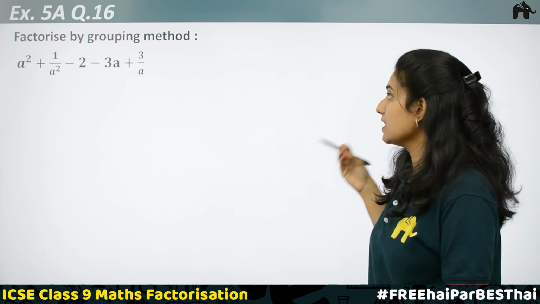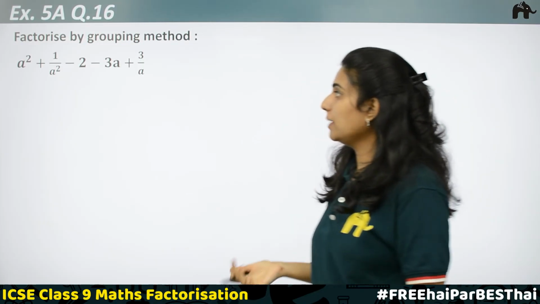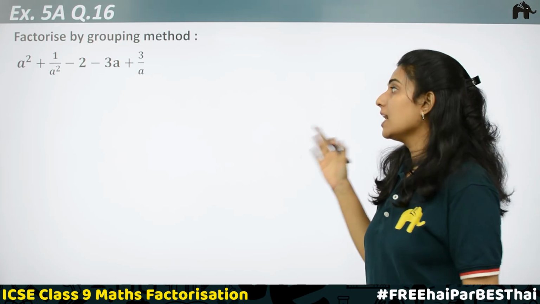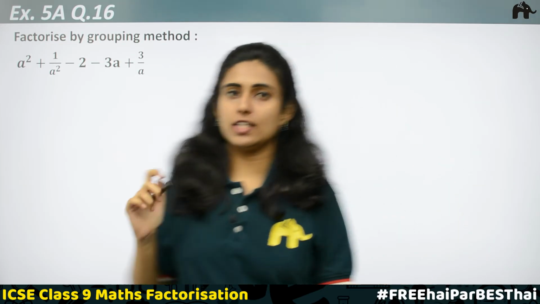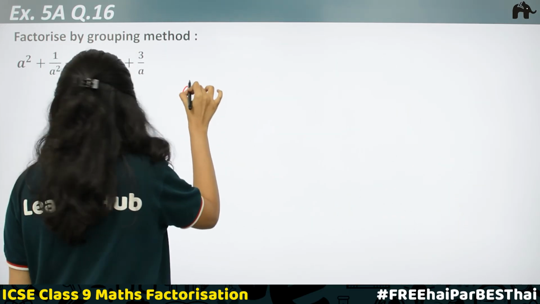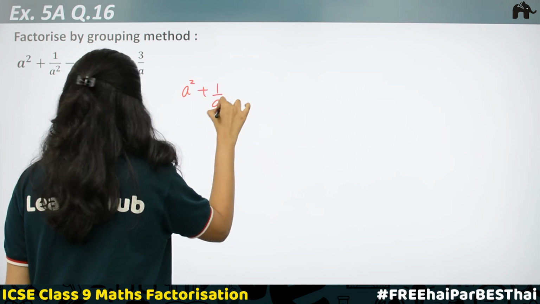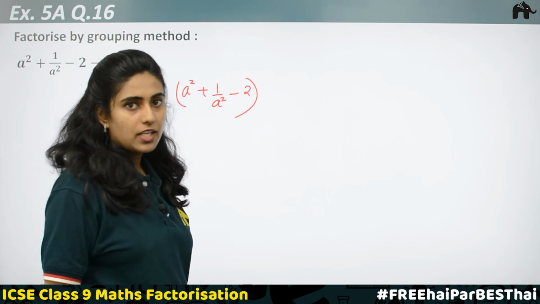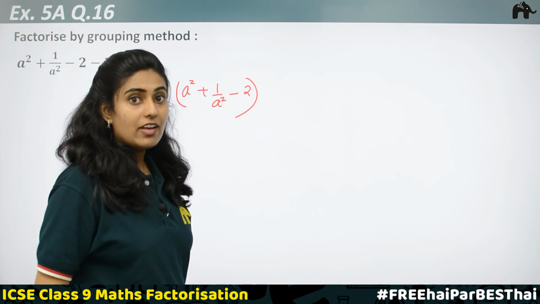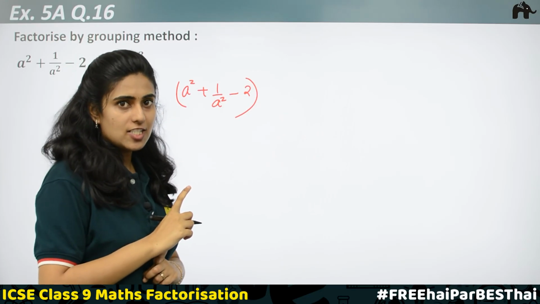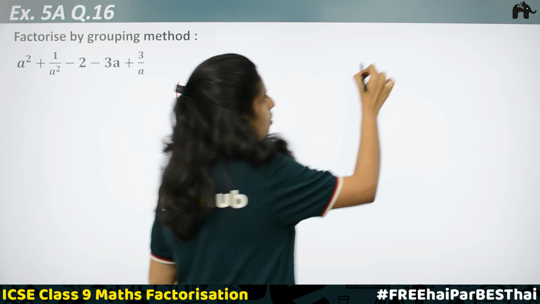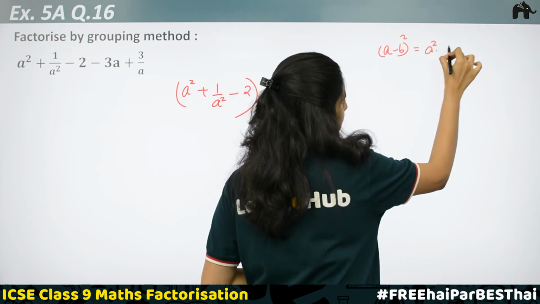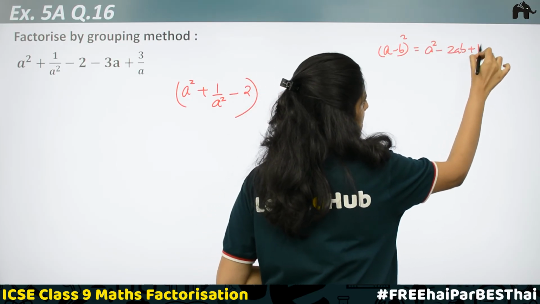So a minus 4 into a minus 1 is your answer. Question 16 of exercise 5a, factorize by grouping method: a² plus 1 by a² minus 2 minus 3a plus 3 by a. So here you can see a² plus 1 by a² minus 2. What is a² plus 1 by a² minus 2? We have studied in the previous chapter the expansion about this. Okay, we know a minus b whole square is equal to a² minus 2ab plus b².